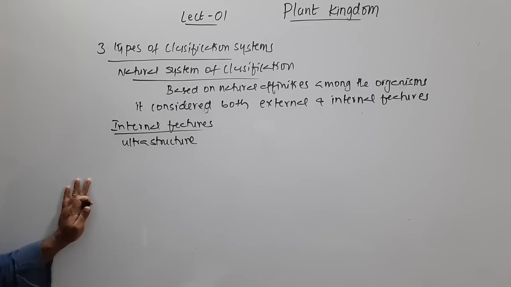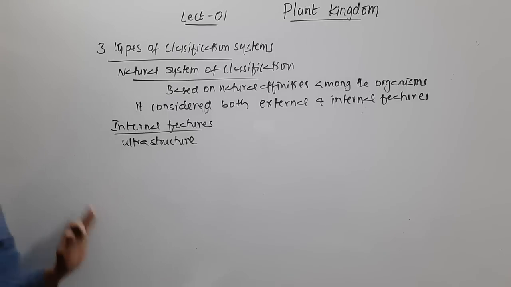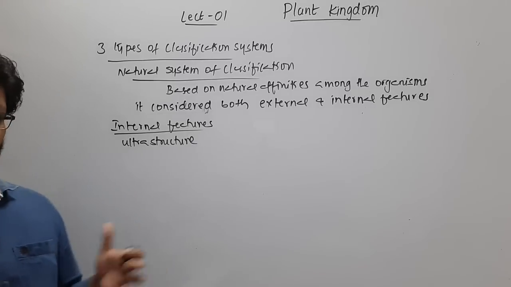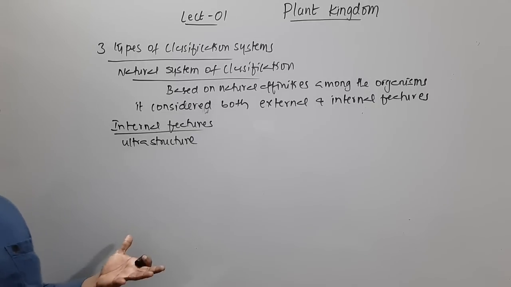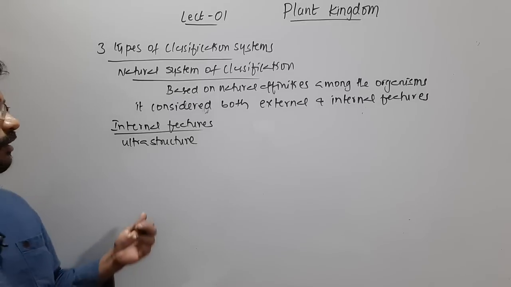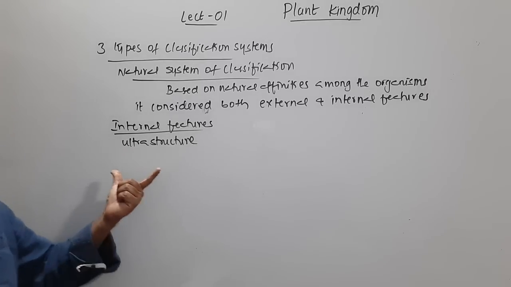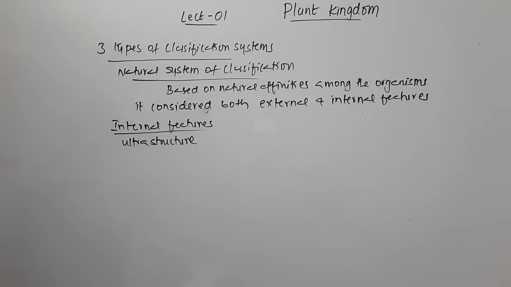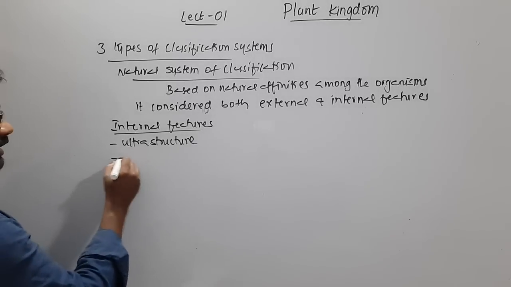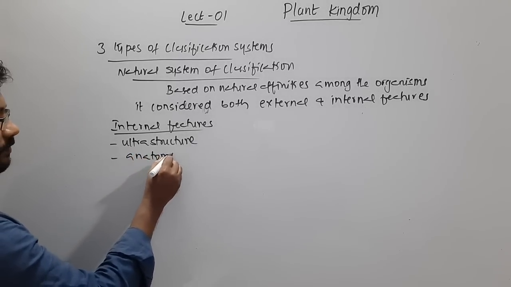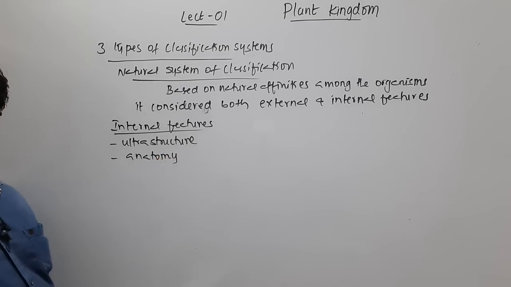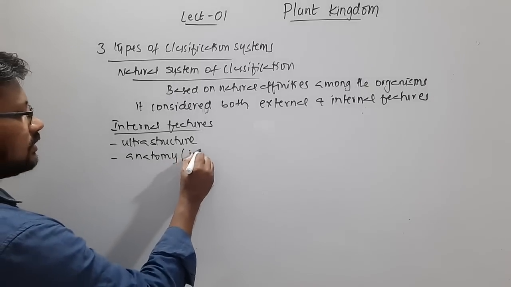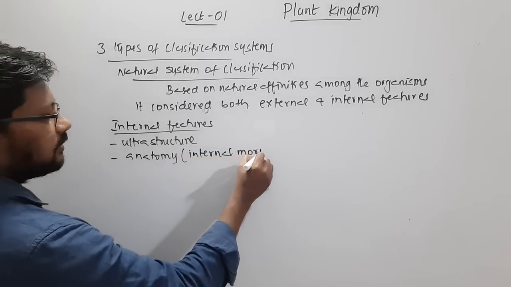Okay, so the ultrastructure means in detail what it is made up of. How is the cell wall, the cell membrane, and what the cell organelles are made up of, how they are composed. So that is ultrastructure. They considered the ultrastructure, and then they also considered the anatomy. This anatomy means what kind of tissues they have, right? So this comes as internal morphology.